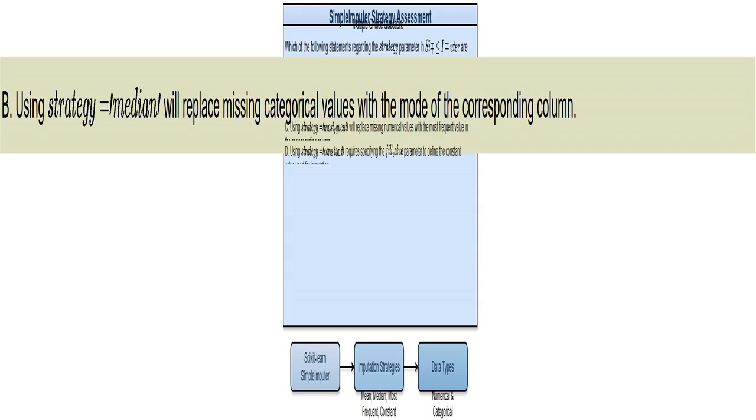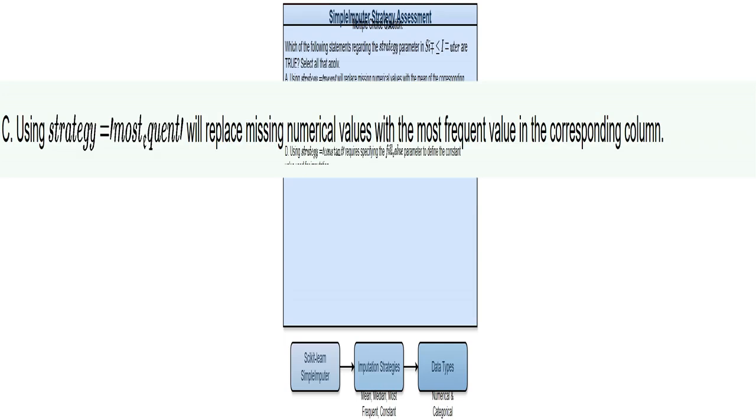This statement is incorrect. The median is only for numbers. For categories, we should use the mode, the most common value. This statement is incorrect. While I can find the most frequent value, this strategy mainly works well with categorical data, or numerical data if finding the most frequent number makes sense. It doesn't automatically change data types.